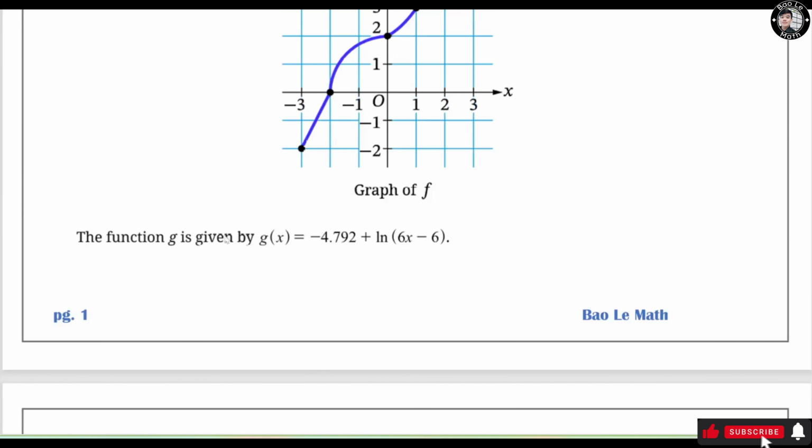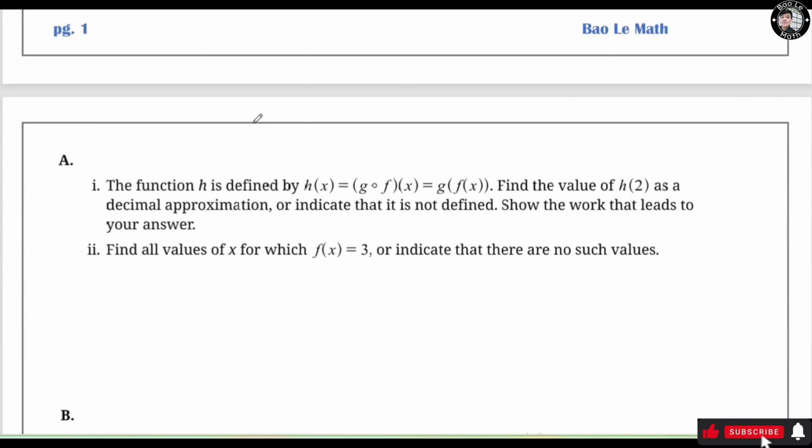The function g is given by g of x equals -4.792 plus ln of x minus z. Question A. The function h is defined by h of s equals g of f of s, and this is a composite function, right? Find the value of h of 2.